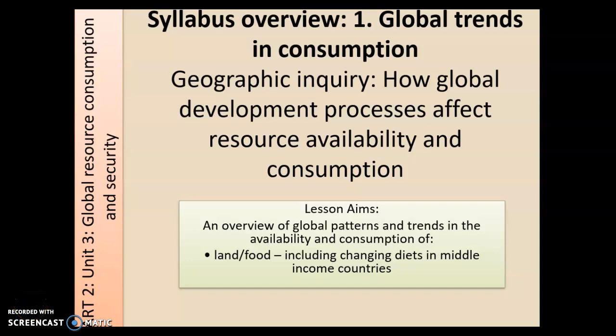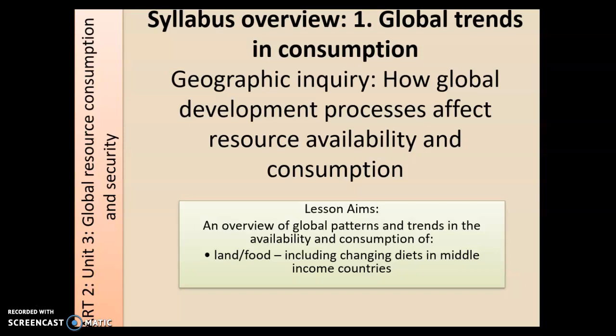Right, today's lesson we are looking at global patterns and trends in the availability and consumption of land and food. So last lesson we looked at water, this lesson food and land, and this links quite clearly to the increasing size of the global middle class and the fact that as people get wealthier their diets change and the types of food that they eat changes.